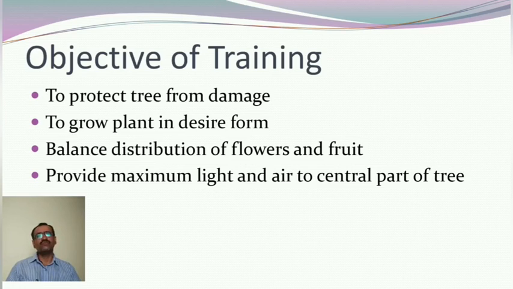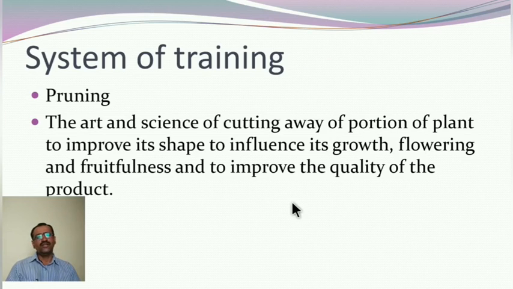If more and more leaves face toward the sunlight, then more and more photosynthesis is undertaken there, and more and more food and fruit can be produced. Okay, these are the main objectives of training. Next one is the system of training.